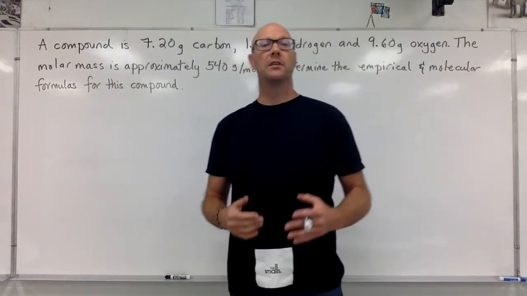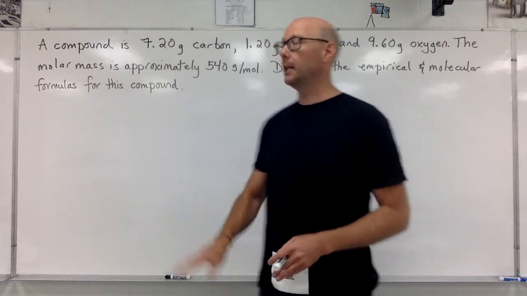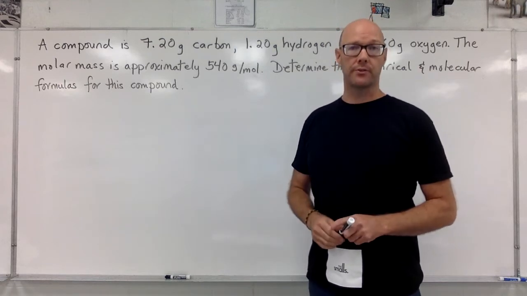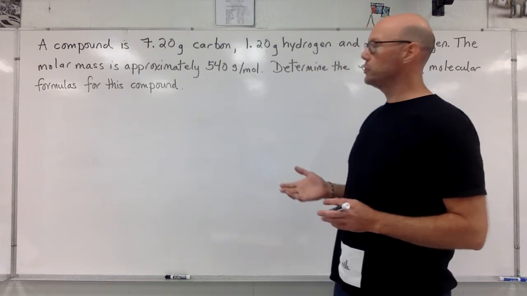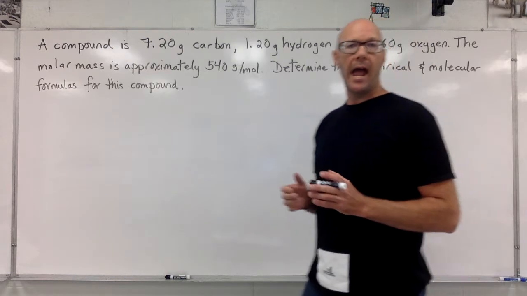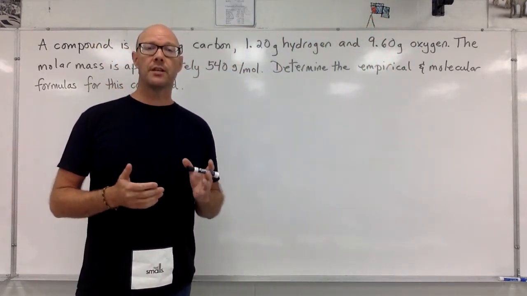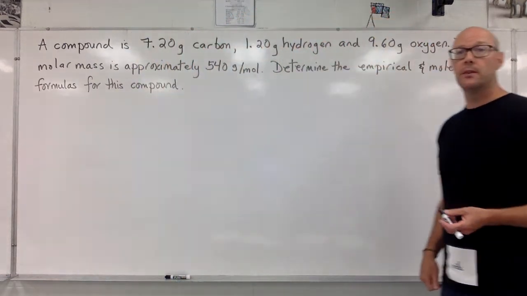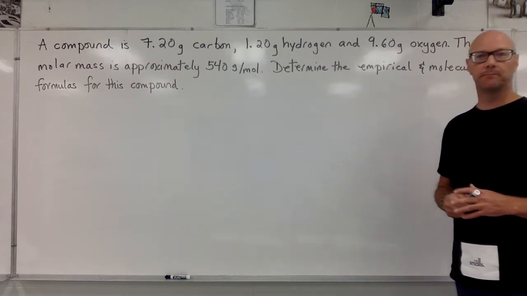Hi everyone. This is an example of a deriving formulas style question beginning from individual masses and the molar mass. Here we go. A compound is 7.20 grams carbon, 1.20 grams hydrogen, and 9.60 grams oxygen. The molar mass is approximately 540 grams per mole. Determine the empirical and molecular formulas for this compound.